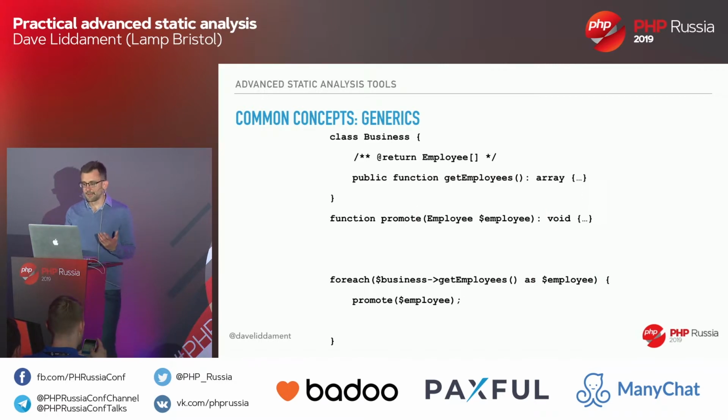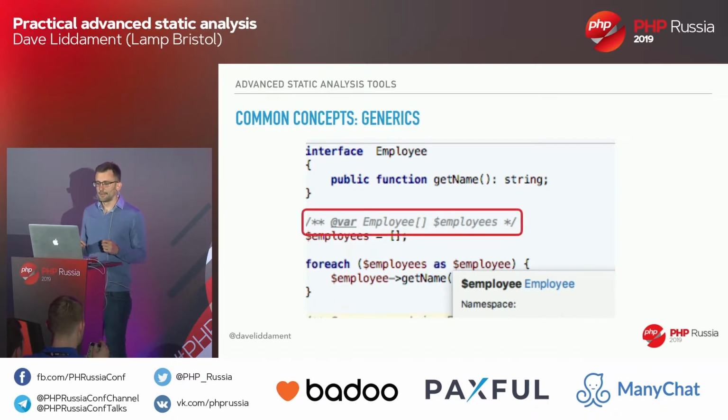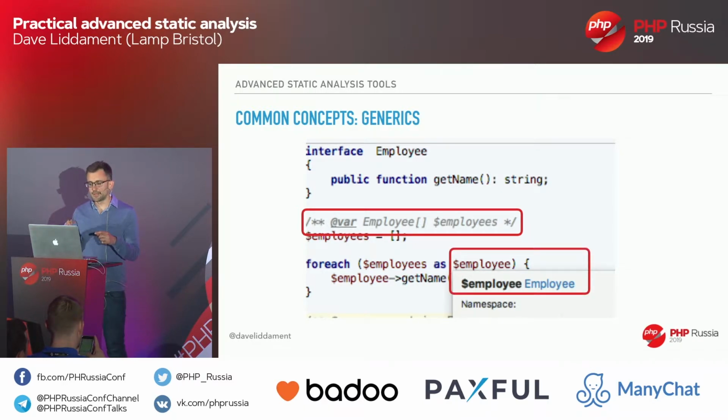So adding that in has helped, and the great thing is that my real-time static analysis tool also understands this convention. So you can see here that we've got something of type Employee array, something you can iterate over of type Employee, and it's clever enough to see that the variable employee in the foreach loop is of type Employee. So that's great.